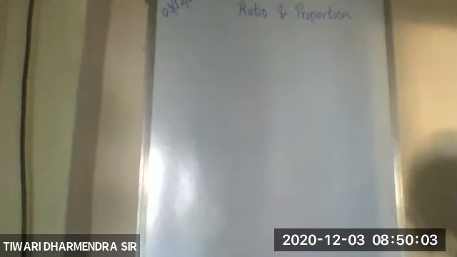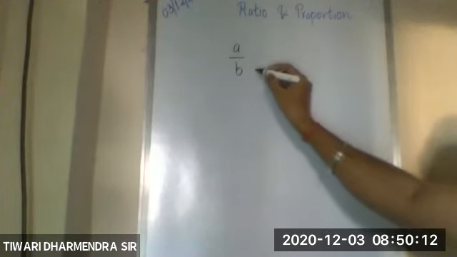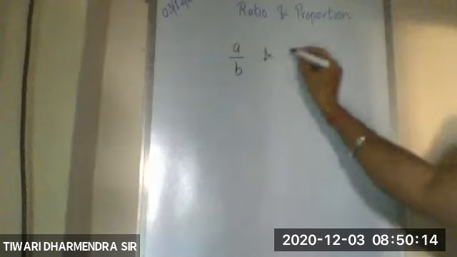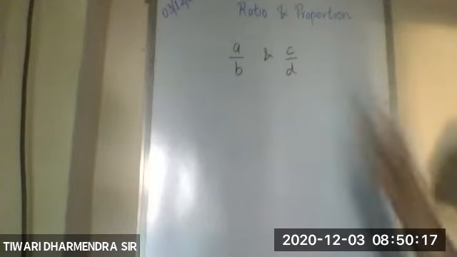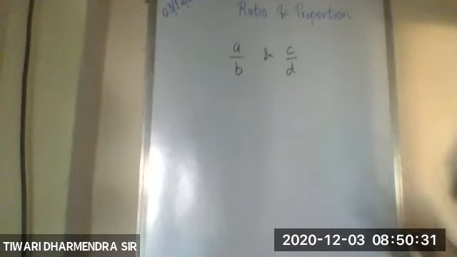In our last lecture, I introduced the comparison of ratios, in which we have seen that if we have two ratios A by B and C by D, then how to compare the two ratios? How can I say that A by B is greater than C by D or C by D is greater than A by B? What we need to do is just take a cross multiplication.